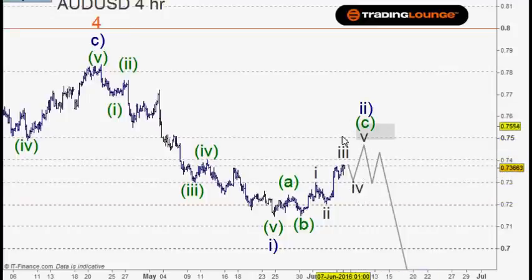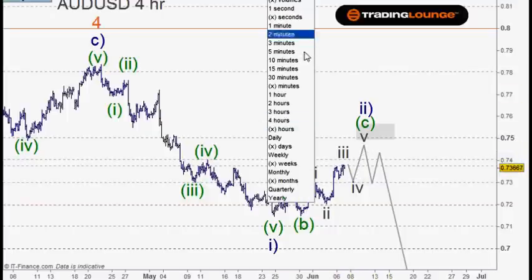So we're really looking to short around this area here. We don't want to start shorting though until we've got the evidence in place, and that would be 5 waves within this 5th wave here. So let's go in and drill in from this point.